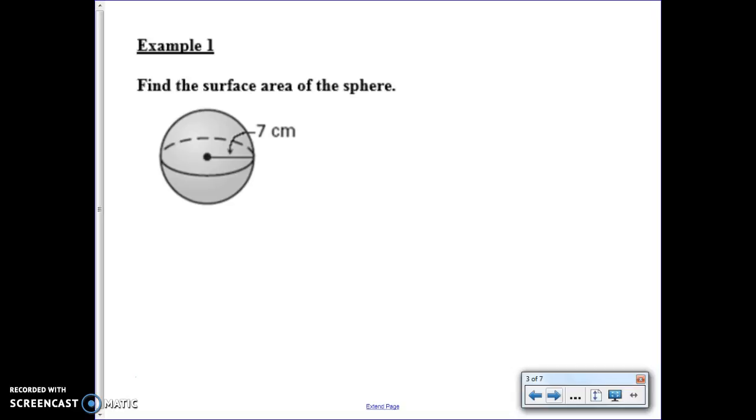So if we're looking for the surface area, we're going to use our formula. S equals 4 pi r squared. So our radius is 7, so 4 times pi times 7 squared. So we get 196 pi, if I do 4 times 7 squared, and it would be centimeters squared.